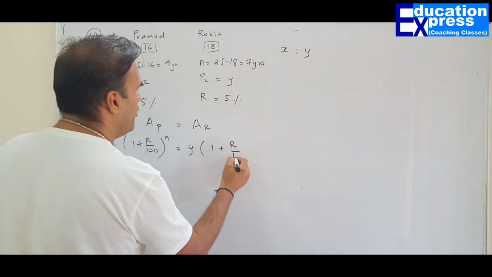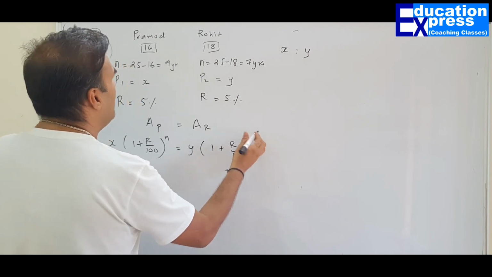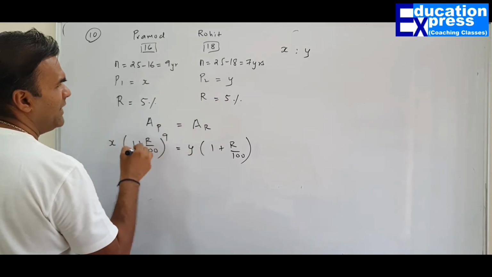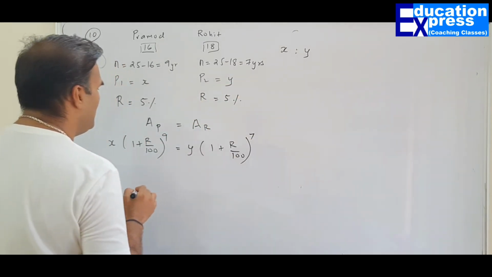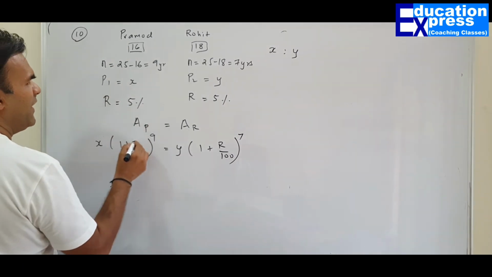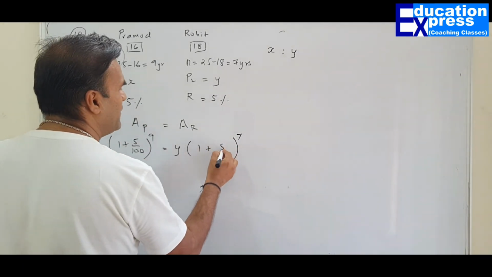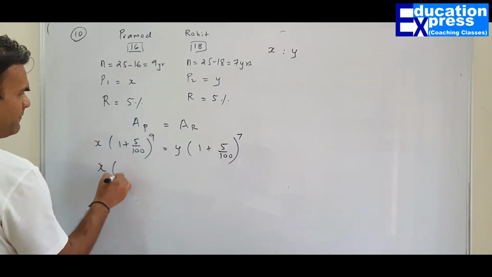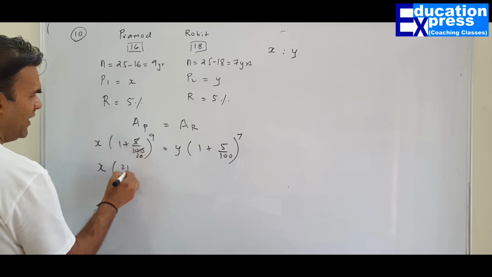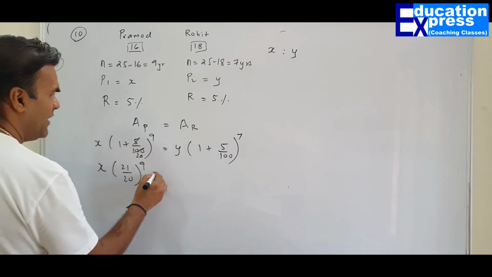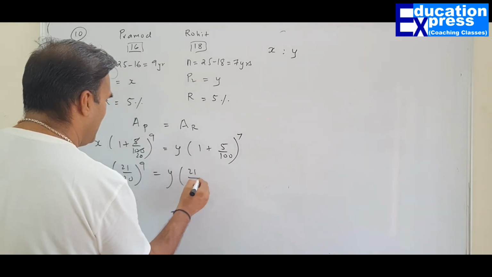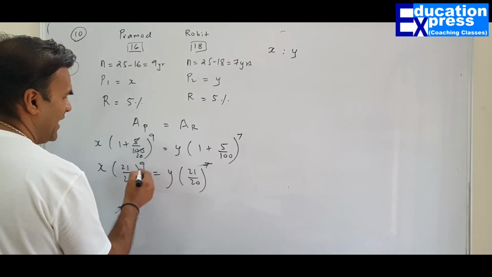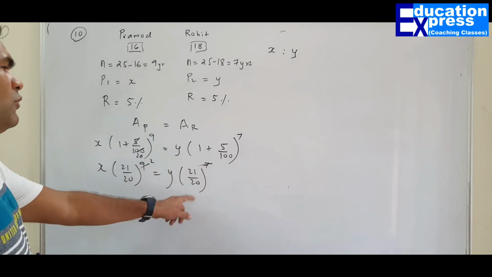1 plus R upon 100 raised to N. Now N over here and N over here is different. Here it will be 9, whereas here it would be 7. Rate here is 5%, and rate here is 5%. So this is what exactly we have. X into 21 upon 20 raised to 9, Y into the same 21 upon 20 raised to 7. Since this is 7 and this is 9, it can be cancelled. This will go off and will be 1.